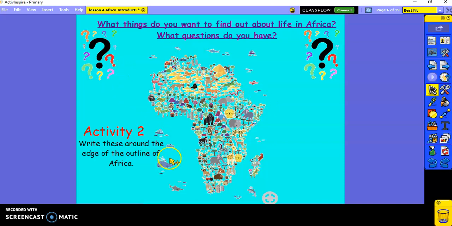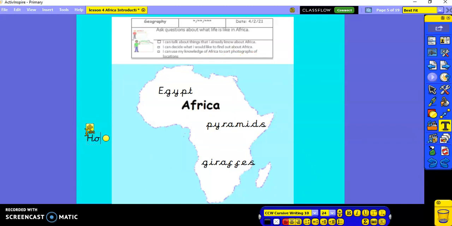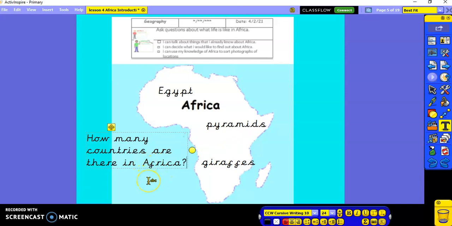So this time you're going to be writing your questions around the edge of your map. Remember, a question begins with words such as what, where, who, why, when, how, and they end in a question mark. They are where you are asking things, not telling us things. So if I return back to my map, I'm going to fill it in around the edge. I'm going to write the question, how many countries are there in Africa? And I've remembered my capital letter for Africa because it is a name of a place.